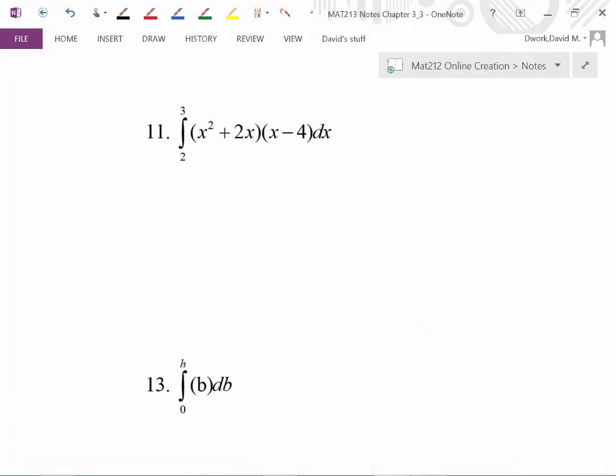Now, here's a fun one. This looks like it should be done using product rule. Do you know how to do product rule backwards? I don't know how to do product rule backwards. That doesn't sound like fun. So for this section, we don't have any other techniques. So to avoid product rule and just use our basic rules, what are we going to have to do? Yeah, I think you got it right.